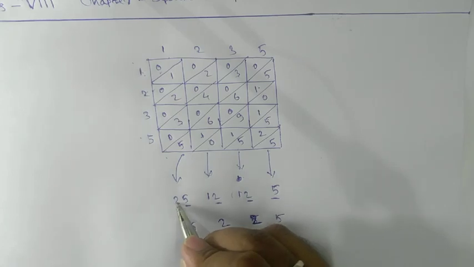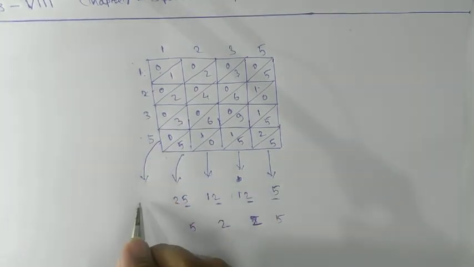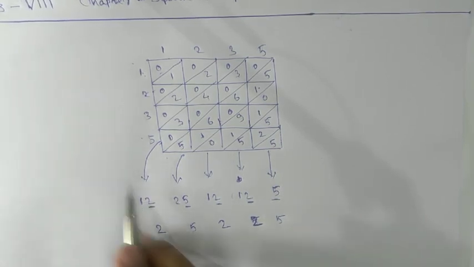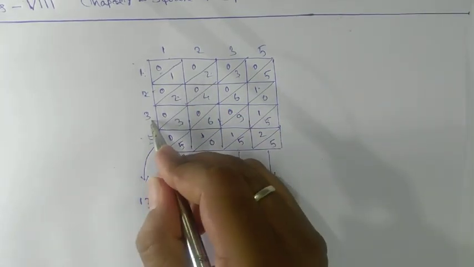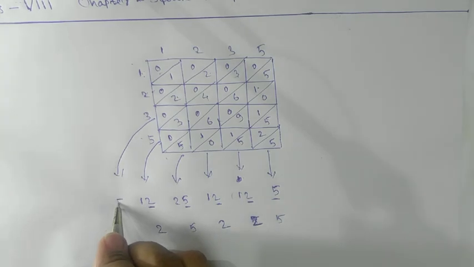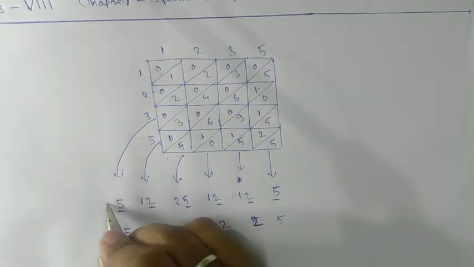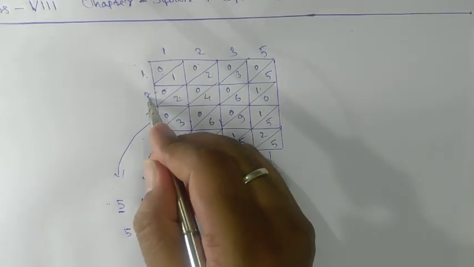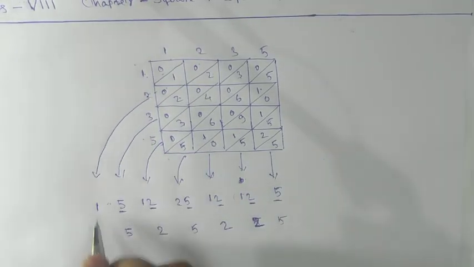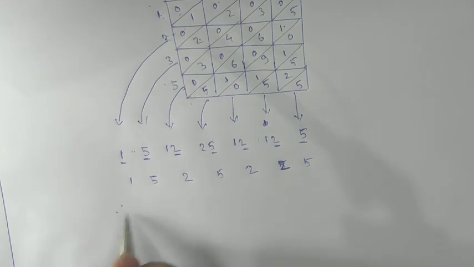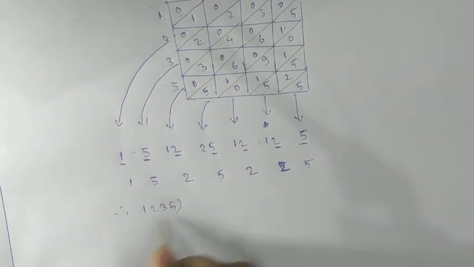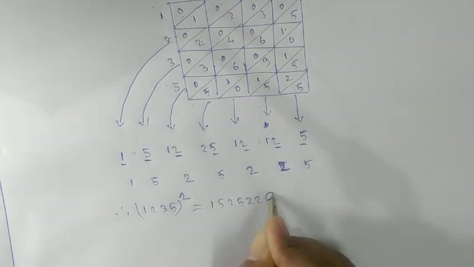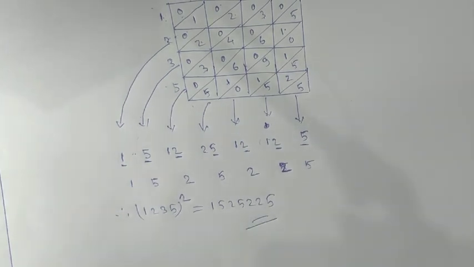7 3 is 10 plus 2 is 12. Take 2 and carry 1. 2 plus 1 gives you 5. Take 5, nothing will remain, just add 0 with this one. So 0, 1, you will get 1. Take this. Therefore 1235 whole square will give you this result, that is 1525225. This will be your answer. Thank you.